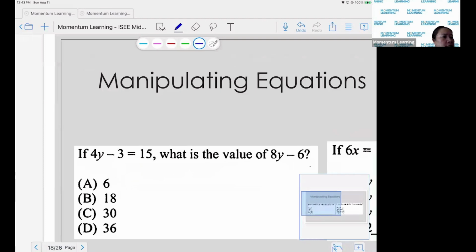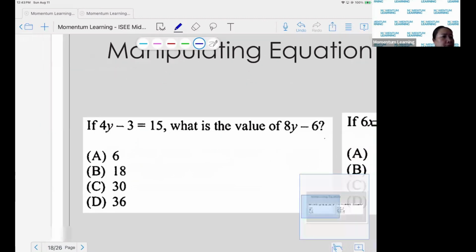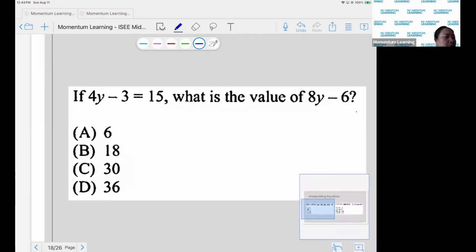Let's do this. This topic is called manipulating equations. Let's look at the one on the left side. If I tell you 4y minus 3 equals 15, what is the value of 8y minus 6?